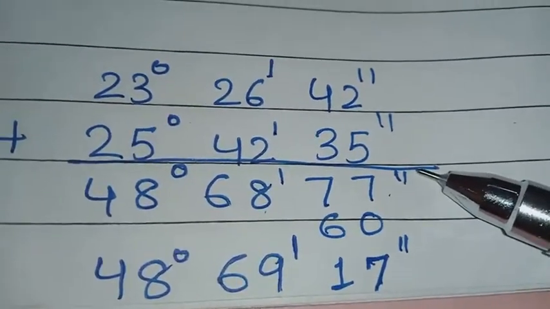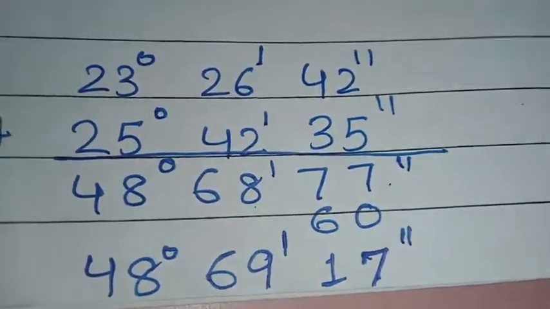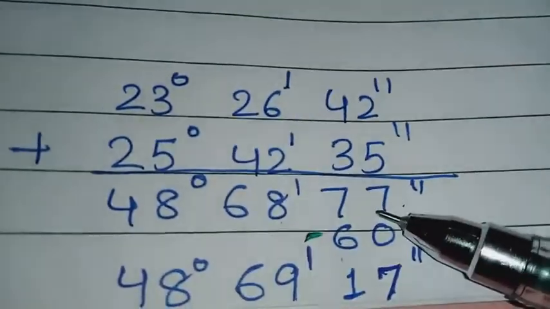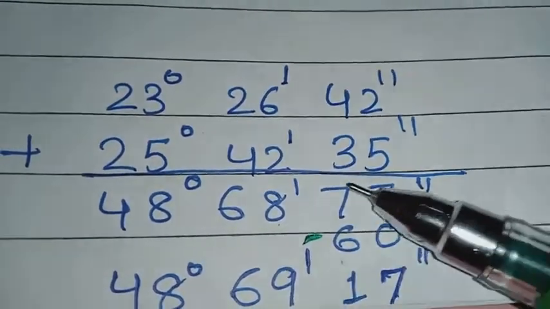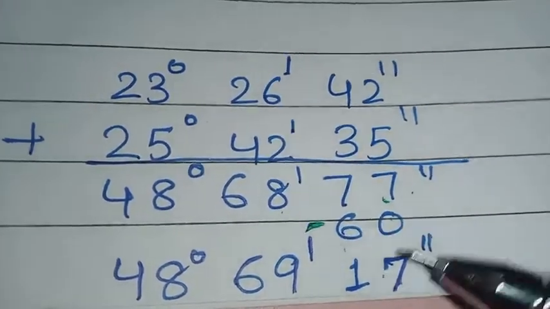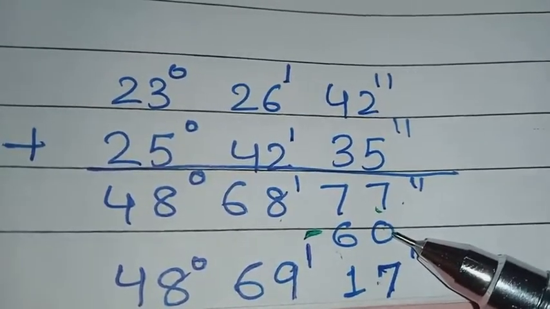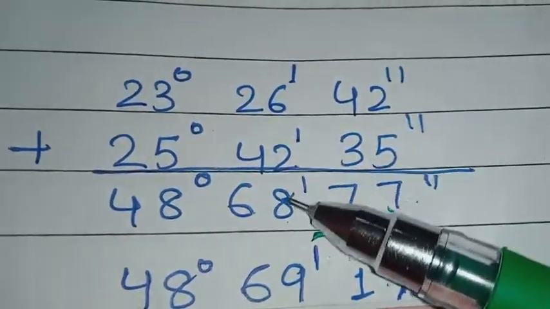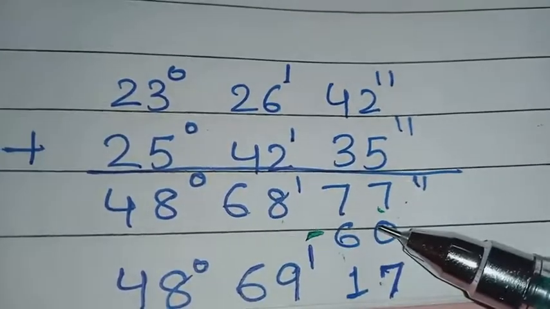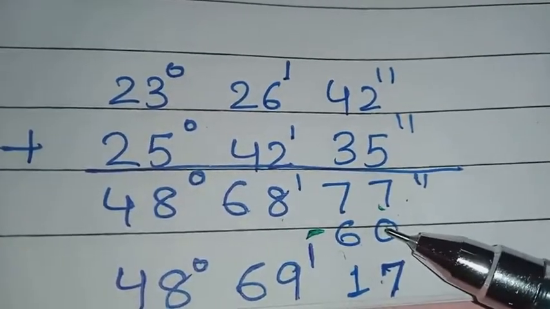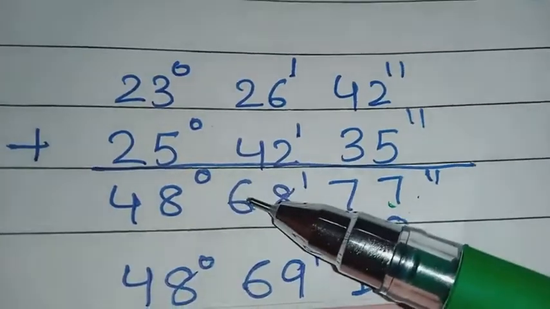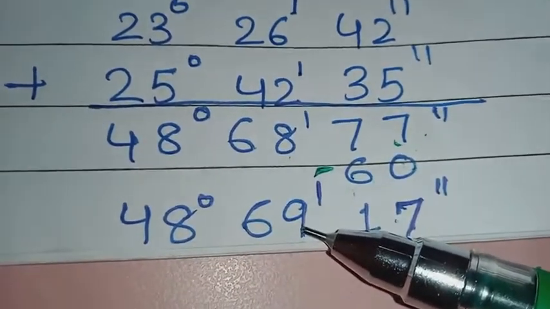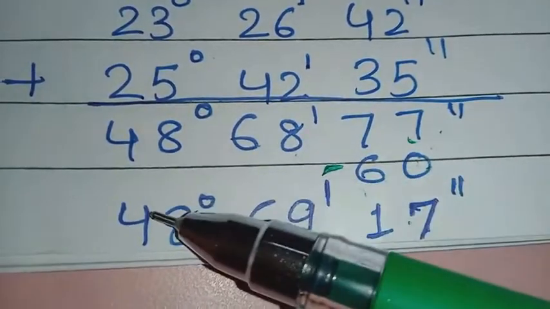77 seconds is more than 60 seconds. So what you have to do is subtract 60 from 77, because 60 seconds is equal to 1 minute. So 77 minus 60 is 17, and the 60 seconds means 1 minute should be added to the minute section. So that 1 minute is added to 68 minutes here. So 68 minutes became 69 minutes, right? And 69 minutes and here 48 degrees.